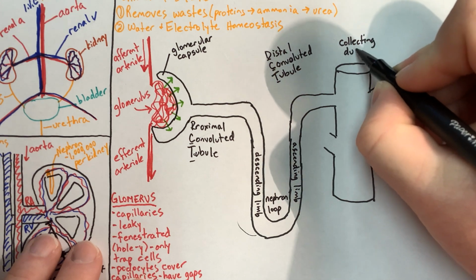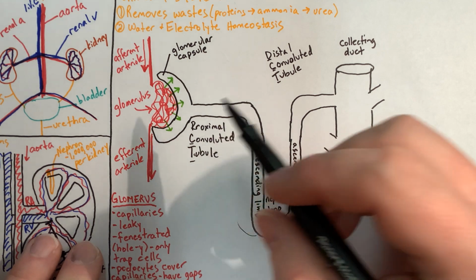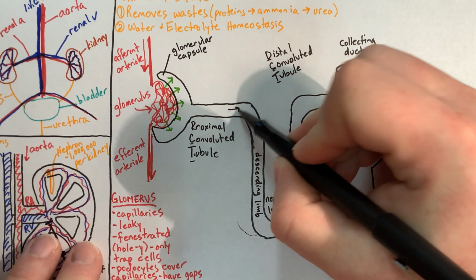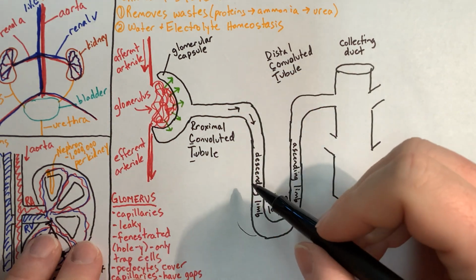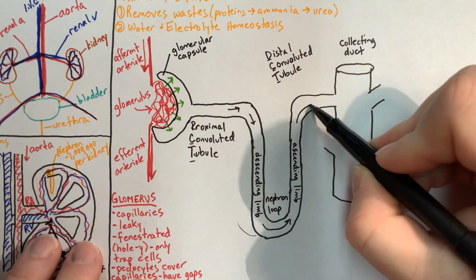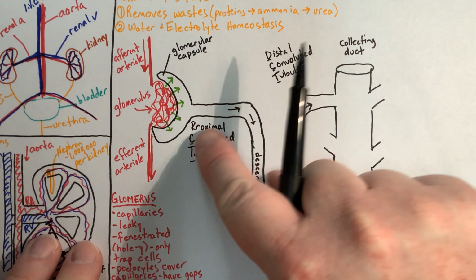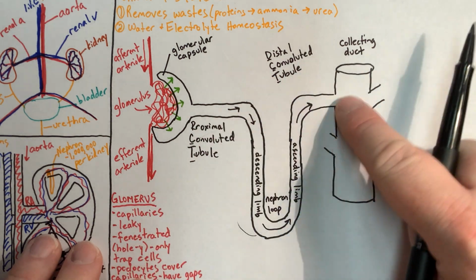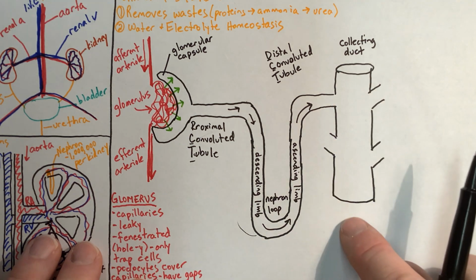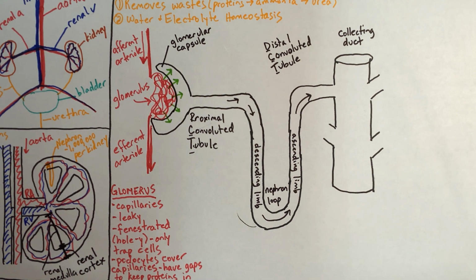All right, so if we drew some arrows to show directionality here. We've already pulled our filtrate out. We're going to do some reabsorption as we move through the PCT, the nephron loop, the DCT, and then we said there's 1 million nephrons, and they all go into this collecting duct, and then that collecting duct is going to go to the ureter, and we'll get to that in just a second.